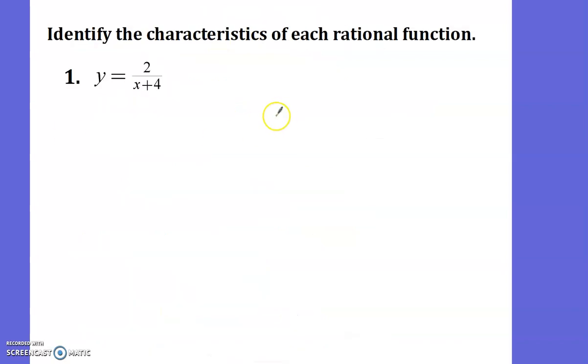Let's get into some examples here. So for this one, it says, identify the characteristic of each rational function. Okay, so we're going to start with vertical asymptotes. This comes from our denominator. If I set that equal to 0, I get x equals -4. So I have a vertical asymptote at x equals -4. Our horizontal asymptote. The degree of the numerator is 0 because it's just a constant. The degree of the denominator is 1. So higher degree in the denominator is a horizontal asymptote at y equals 0.